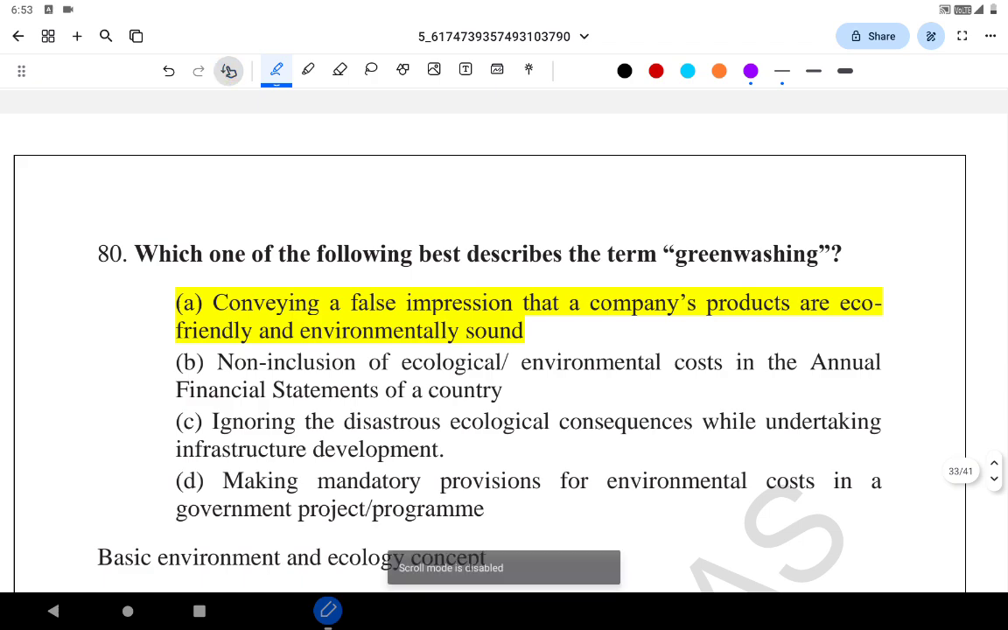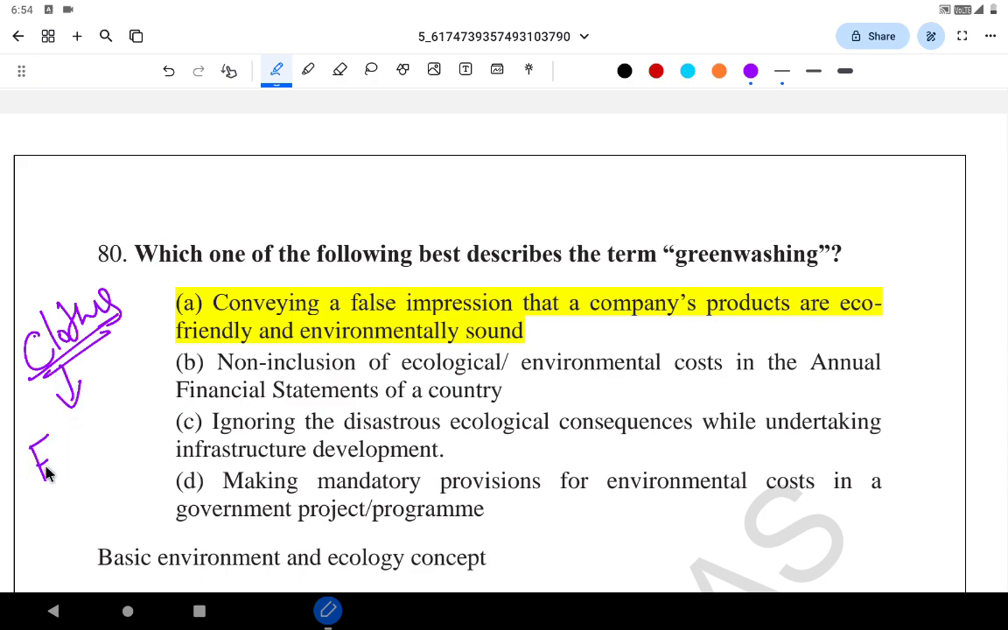Greenwashing. See, greenwashing is conveying a false impression that a company's products are eco-friendly and environmentally sound. So you come up with, say, a particular clothing. You say that it is very environmentally friendly, biodegradable, zero carbon emission, etc. But in reality they are not. That is called greenwashing.